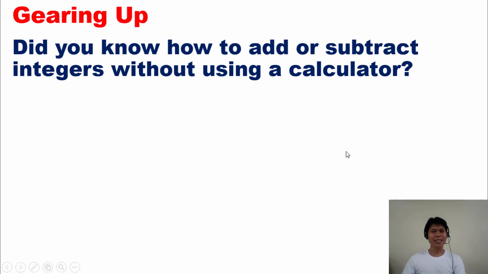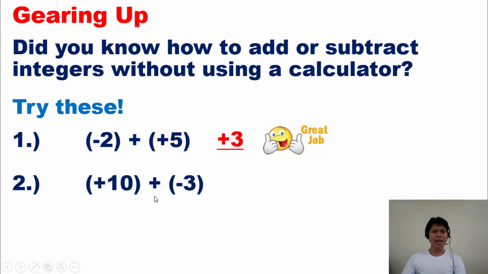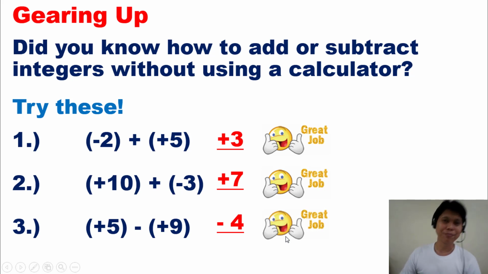How about trying this one? Try these exercises. Number 1, negative 2 plus positive 5. The answer is positive 3. Did you get the correct answer? Great job. Number 2, positive 10 plus negative 3. The answer is positive 7. And number 3, positive 5 minus positive 9. The answer is negative 4. If you got the correct answer, then great job.